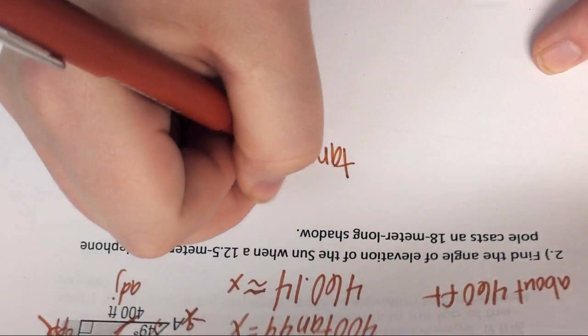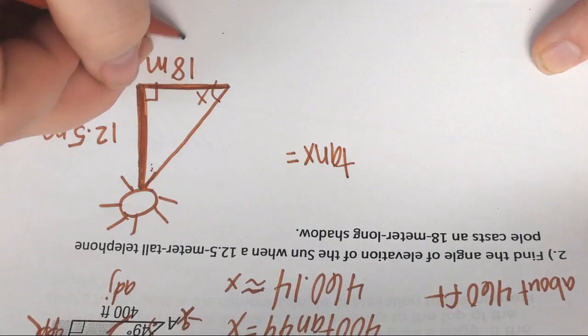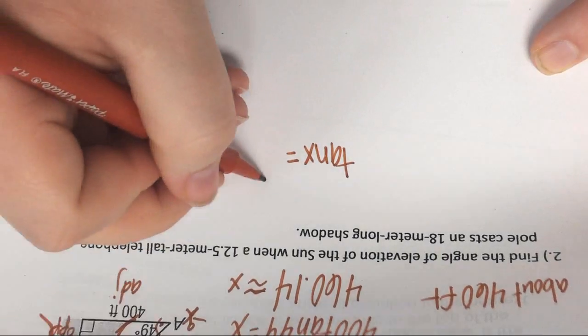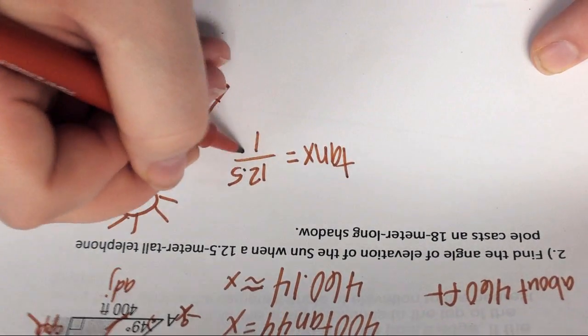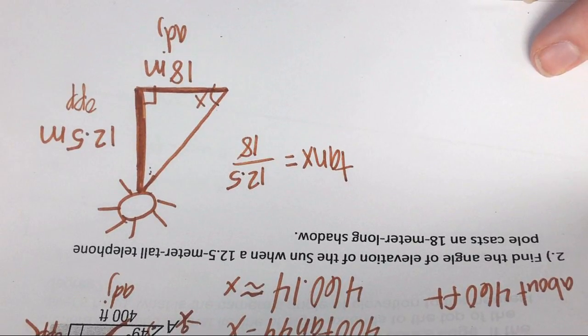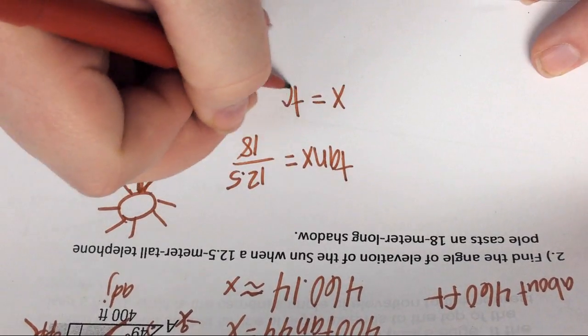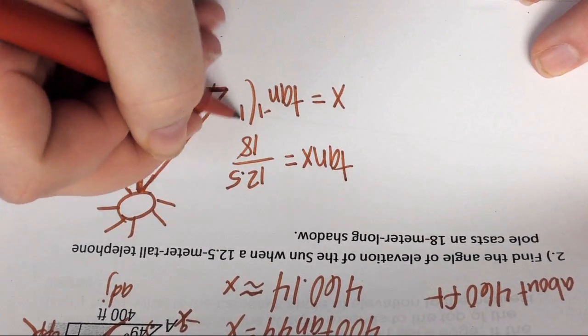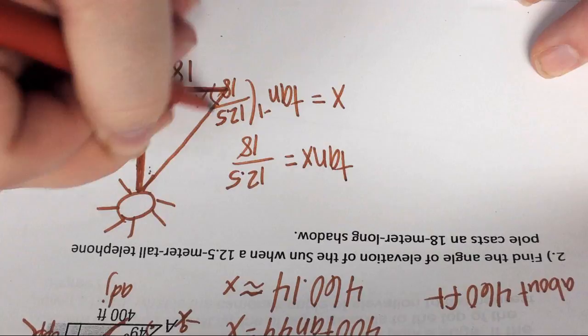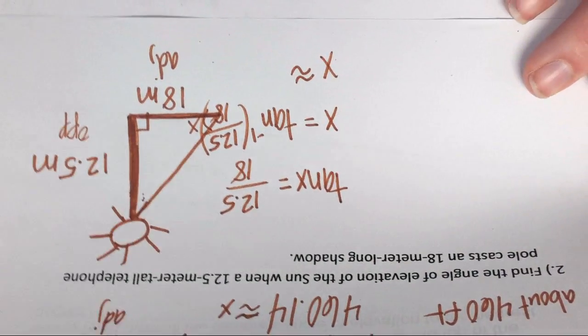Because we're looking for the angle. So I'm going to have tan of x equals opposite over adjacent, and this would be the opposite. This would be the adjacent. So I'm going to have 12.5 over 18. How do I kill off tangent? Now I'm going to use the inverse, so I need tan negative 1, 12.5 over 18. I need to know some sort of degrees.